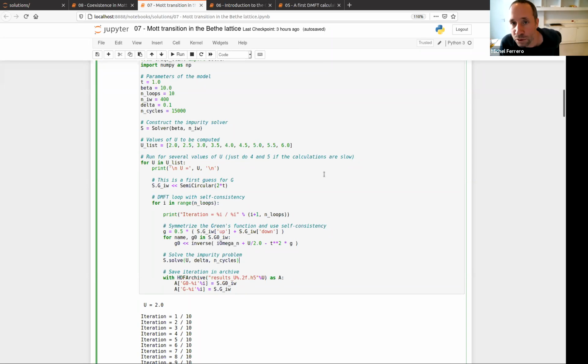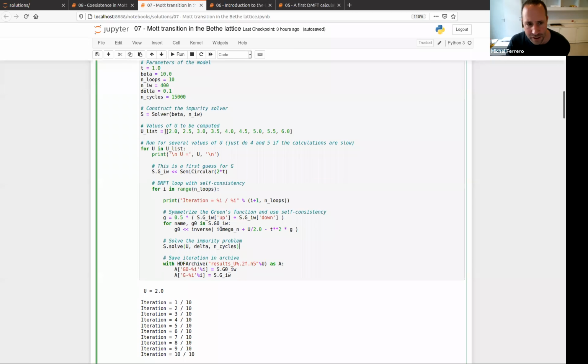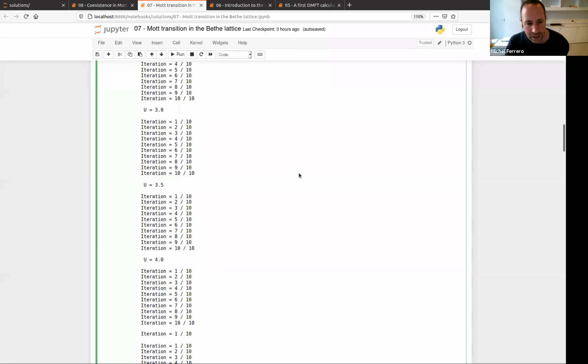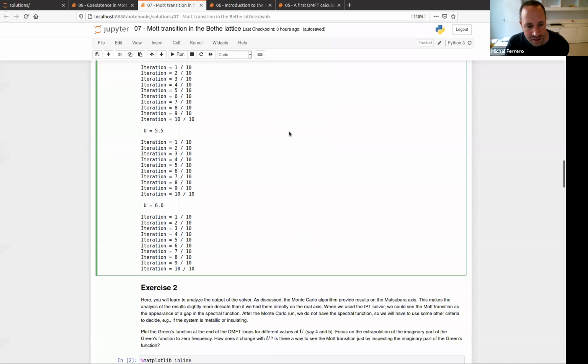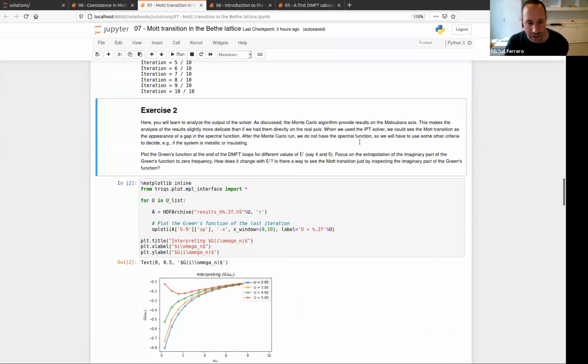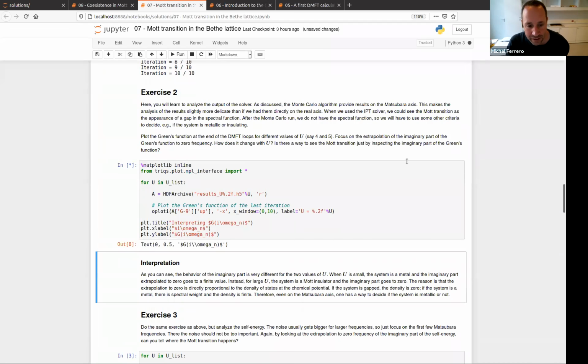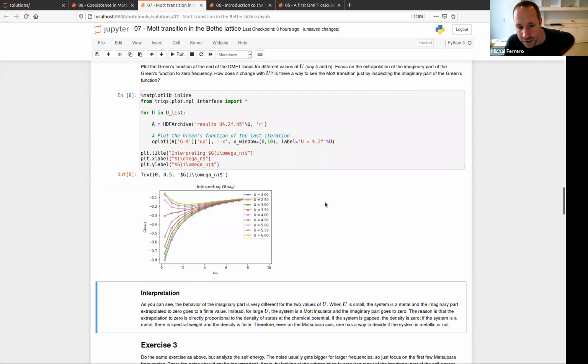Typically, in practice, we would do this on a parallel machine. So we typically do these Monte Carlos on clusters, with 120 cores, and use the statistics from all of them to have better statistics and go faster. Here we have a single core on this server, so it takes a bit of time. So I scanned several values of U here, which took a bit of time. I launched this earlier this morning. And we can have a look at the result.